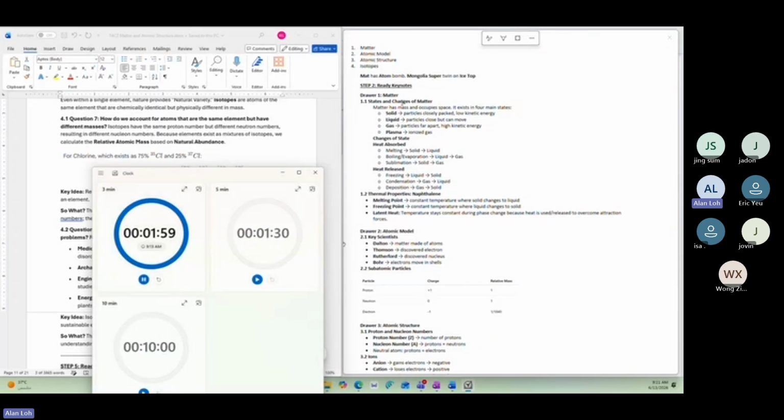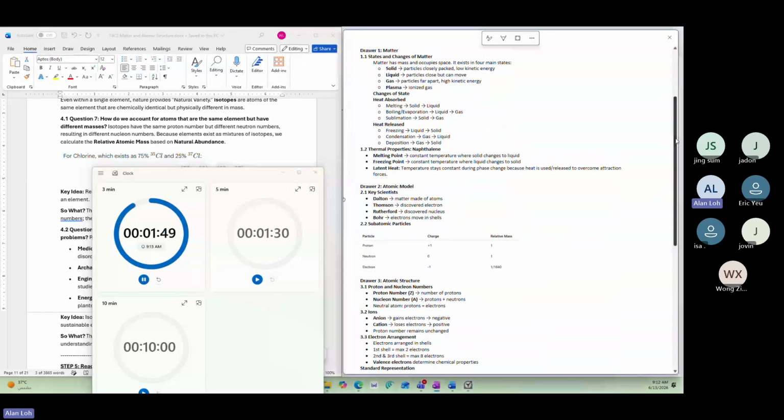Okay, let's do 2 minutes to read drawer 1 until drawer 2 for first minute, then drawer 3, drawer 4 for the second minute. Let's do drawer 1 now. You should have this feeling. You learn more. You understand more compared to 30 minutes ago.